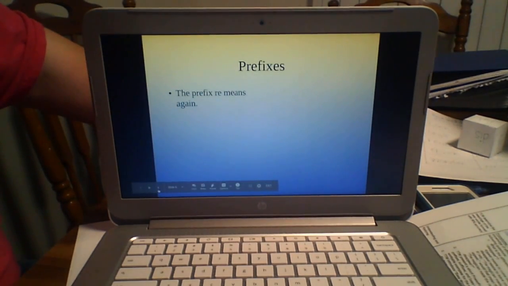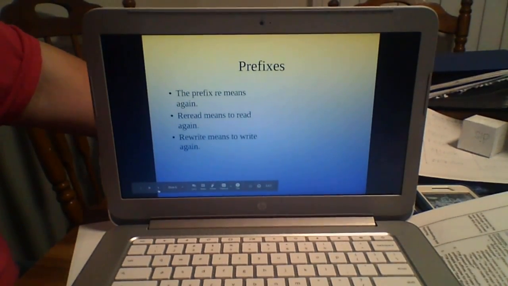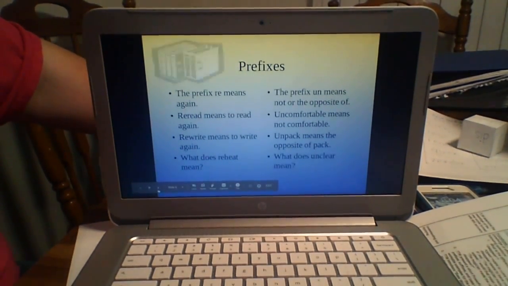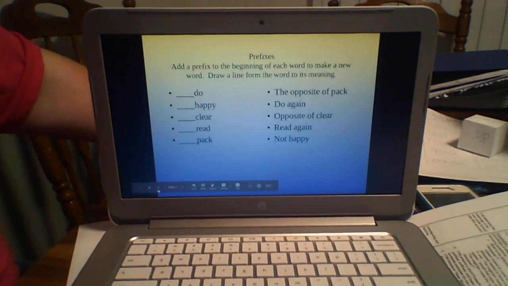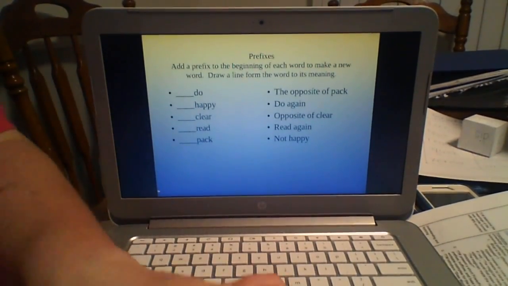And then a prefix re means again. So reread means to read it again. And then it goes on to tell you, it gives you a couple of different things to do. Then it talks about adding the prefixes at the beginning of the word to make new words. So we would draw a line from one word to the other.